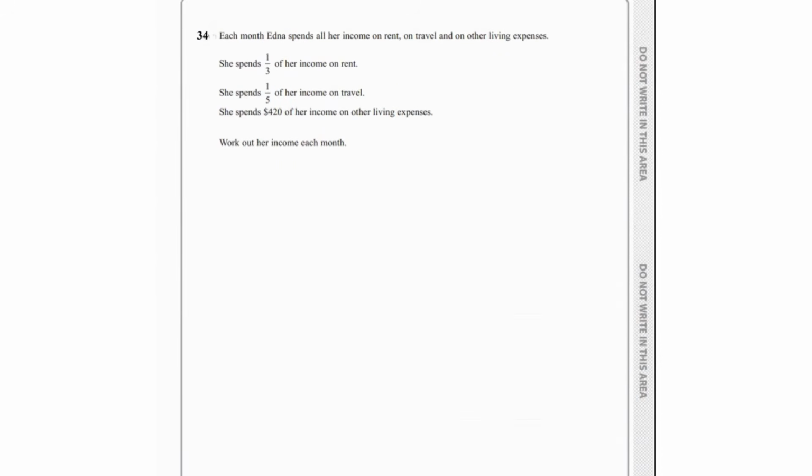Then money problems. Each month, Edna spends all her income on rent, on travel, and on other living expenses. She spends 1/3 of her income on rent, 1/5 of her income on travel. Then she spends $420 of her income on other living expenses. We have to work out her income each month. So rent is 1/3 of x. x is her income. Travel is 1/5 of x. And 420 is living expenses. So this is a total expenditure per month.